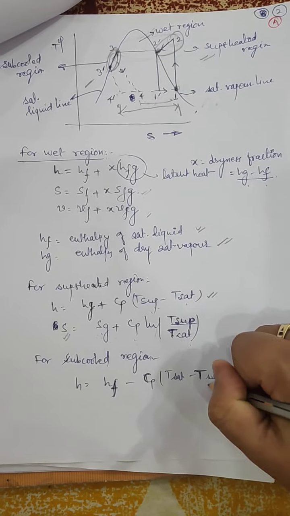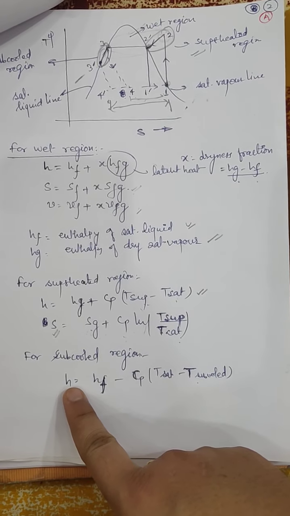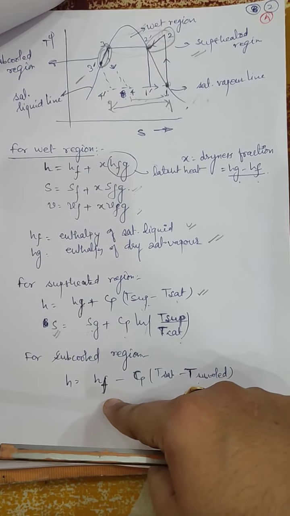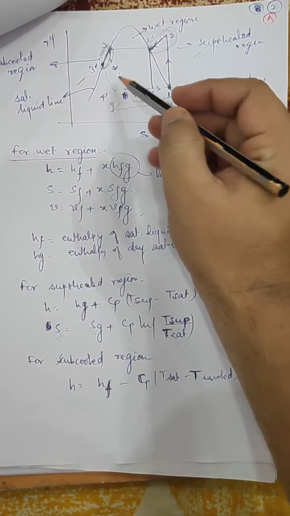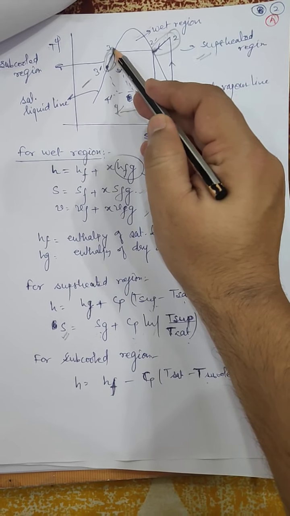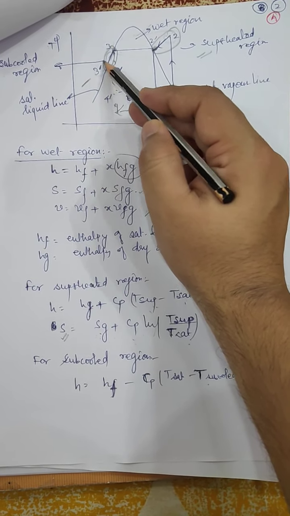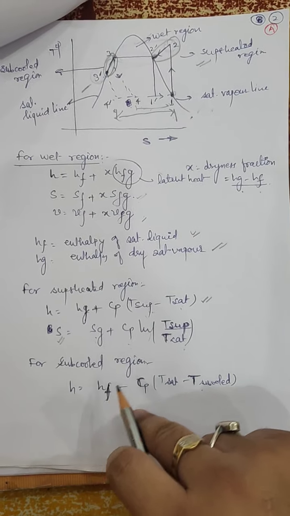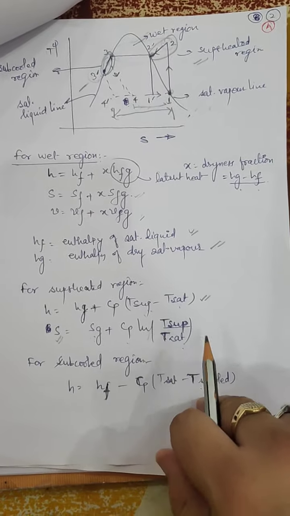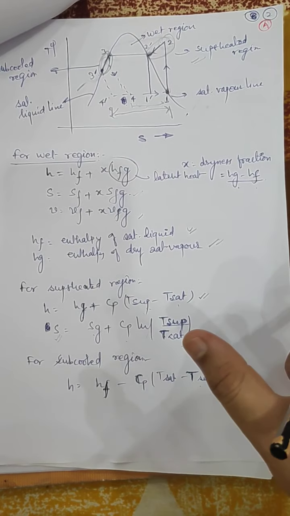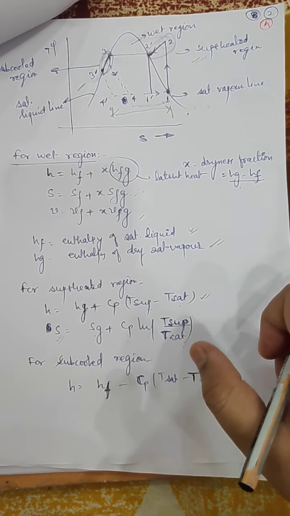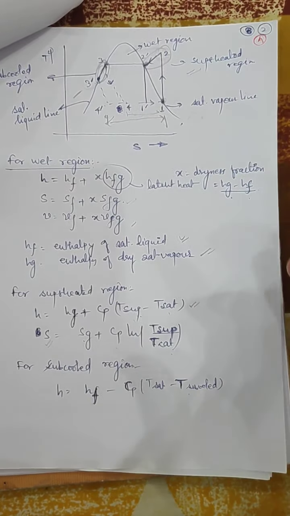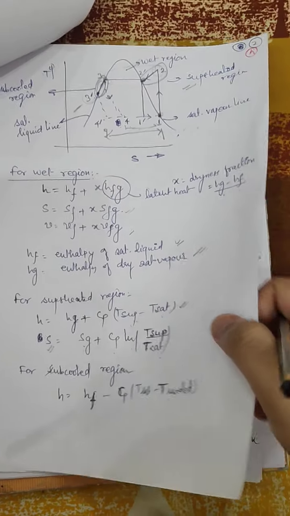For the subcooled region, we can find out the enthalpy as HF, that is the enthalpy of the saturated liquid at, let us assume, point 3. So if I want to find out the enthalpy at 3 dash, I will do it as H is equal to HF minus Cp T saturated minus T subcooled, that is the degree of subcooling. So now we can proceed with this basics, we can proceed to solve the problem.